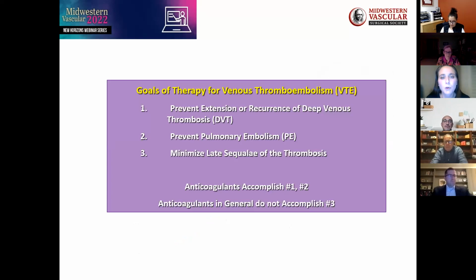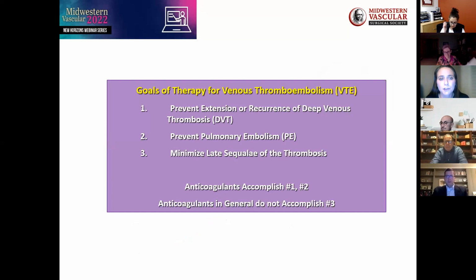When we talk about the goals of therapy for VTE and iliofemoral DVT in particular, they're really threefold. The first is to prevent extension or recurrence of deep venous thrombosis. The second is to prevent pulmonary embolism and mortality. And the third is really to minimize the late sequelae of thrombosis. And what I mean by that are limb symptoms.